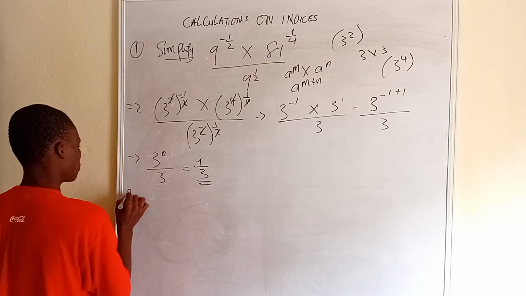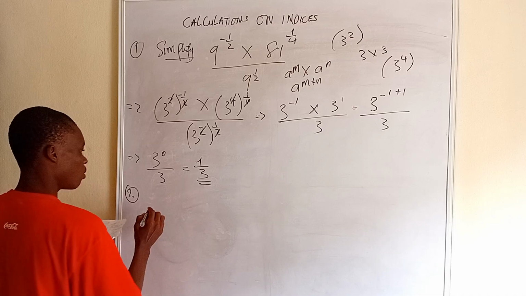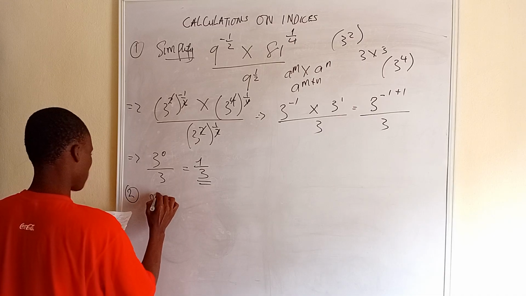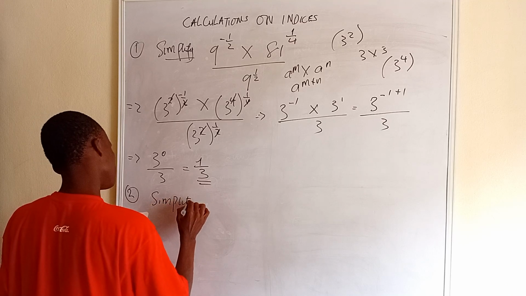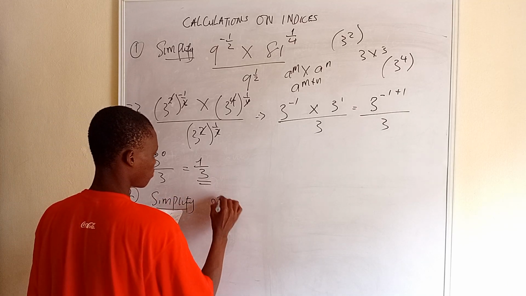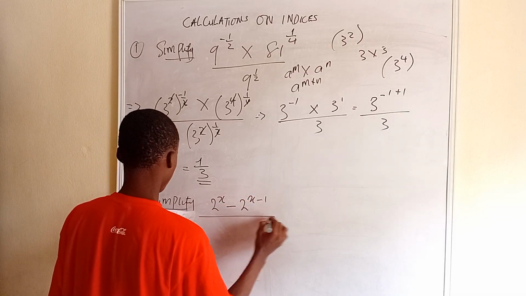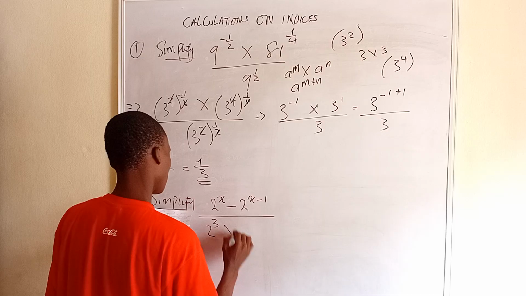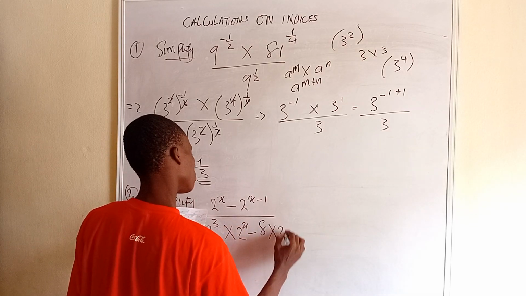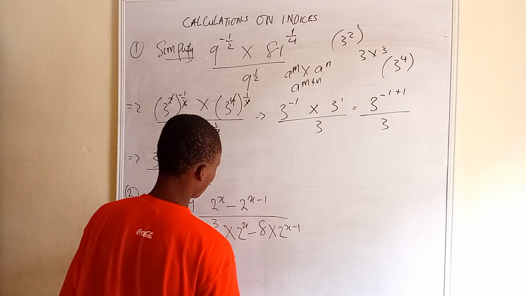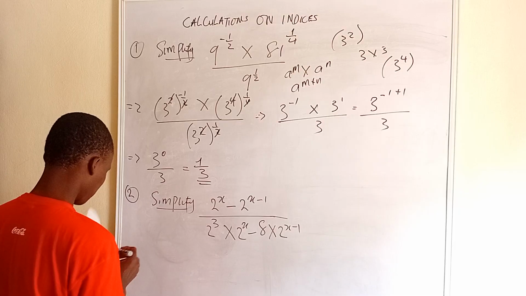All right, number 2. We have to simplify 2 to power x minus 2 to power x minus 1, all divided by 2 to power 3 times 2 to power x minus 8 times 2 to power x minus 1.